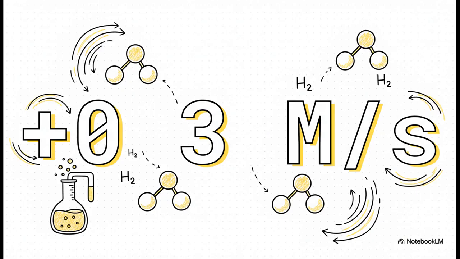So, what about the hydrogen? Well, our reaction's recipe tells us that for every 1 molecule of nitrogen we make, we create 3 molecules of hydrogen. That means it's got to be produced 3 times as fast. So if nitrogen appears at 0.1 molar per second, hydrogen is just zooming along at positive 0.3 molar per second.